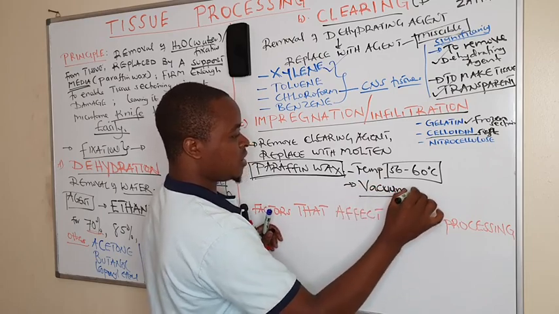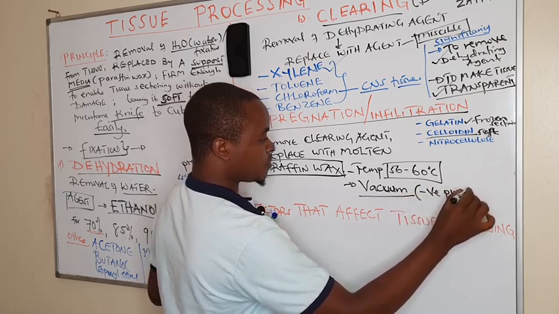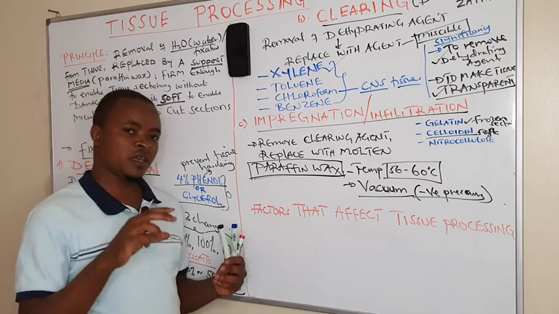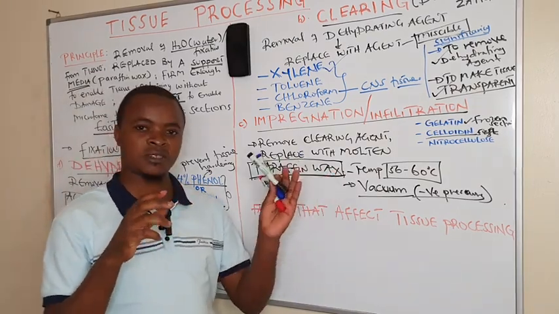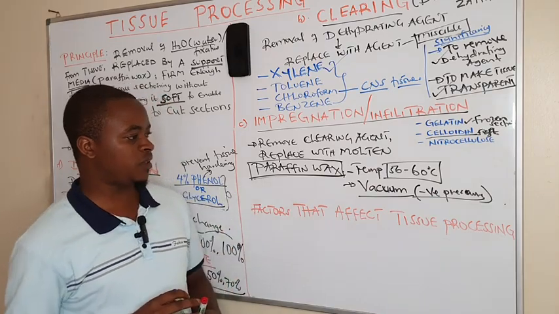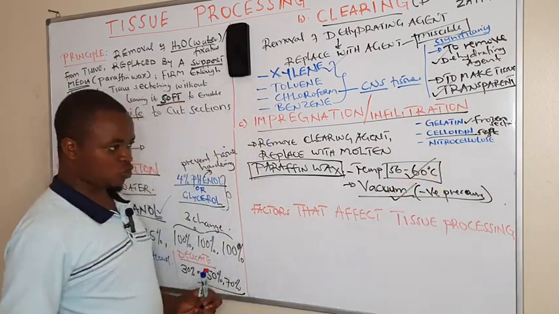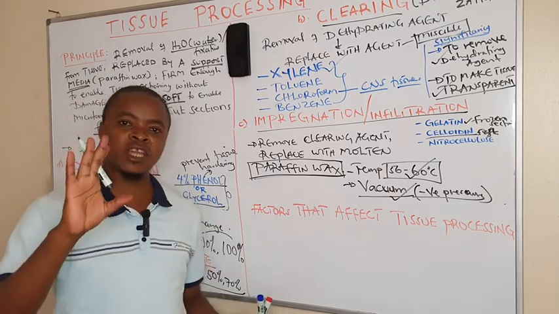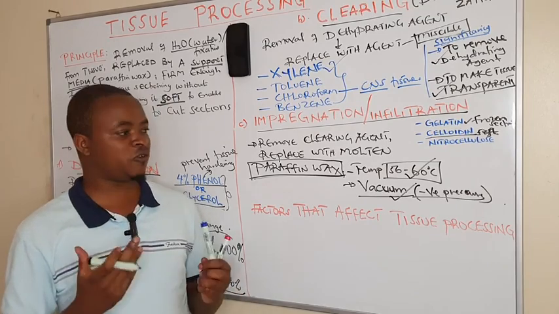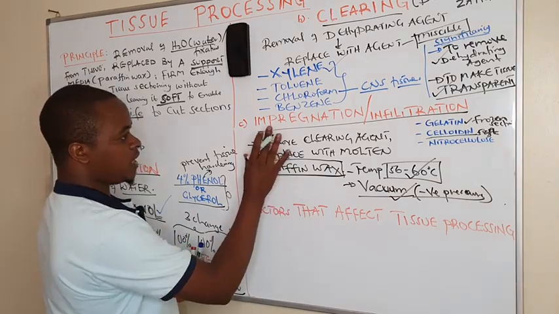Vacuum is so good. Vacuum pressure is what you call negative pressure. This causes faster impregnation, whereby the spaces where the clearing agent was, we remove it by absorption, then we replace it with molten paraffin wax. And to use the wax, it should be at this temperature and under vacuum, or what you call negative pressure, to avoid longer impregnation, which can result in brittleness and cracking of the tissue section during microtomy. So this is what we can talk about under impregnation.